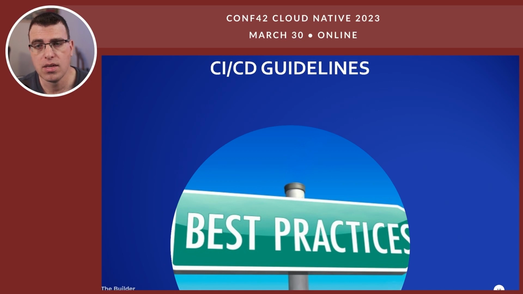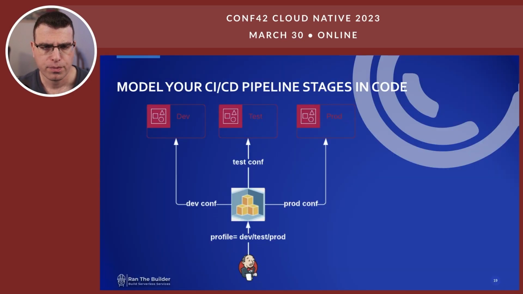Okay, let's talk about CI/CD guidelines. Usually, you'd like to model your CI/CD pipeline stages in code. Different environments have different configuration, and that's okay. CDK needs to know how to make these configuration changes into your environment. In my case, we use Jenkins that sets environment variables and injects them into the CDK application. We call it a profile. It can be dev, test, production, whatever. Then the CDK code knows how to address this parameter and make the different configuration.